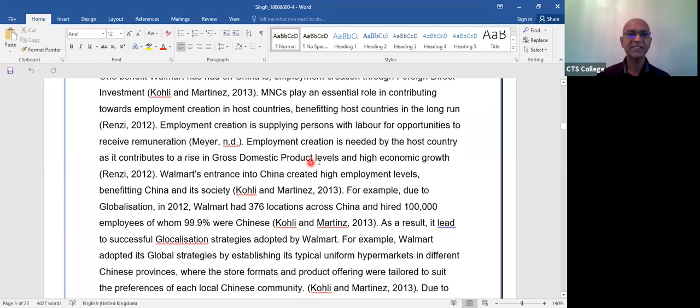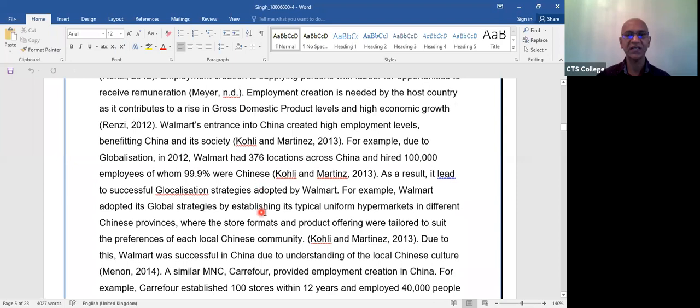So the student is saying employment creation is needed because it helps to increase GDP. Very good. What would be better is if the student had indicated by how much GDP increased in China. Walmart's entrance into China created high employment levels. Walmart had 376 locations in China and hired 100,000 employees, 99% of whom were Chinese.